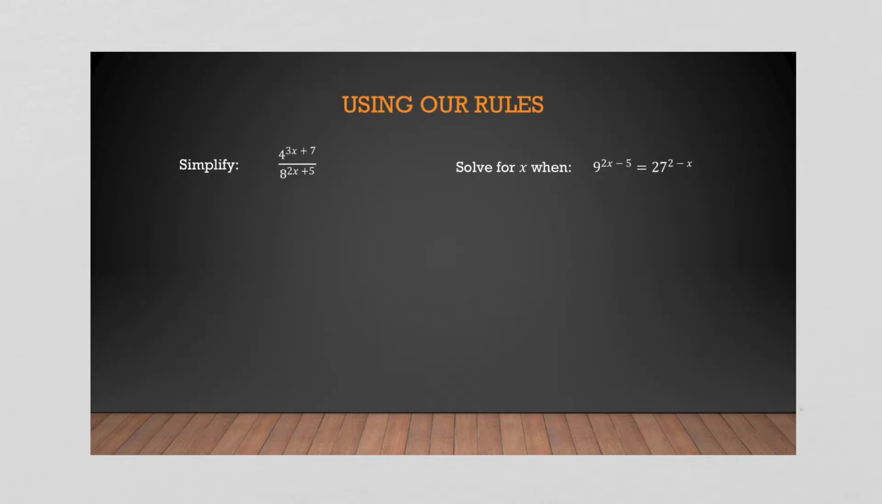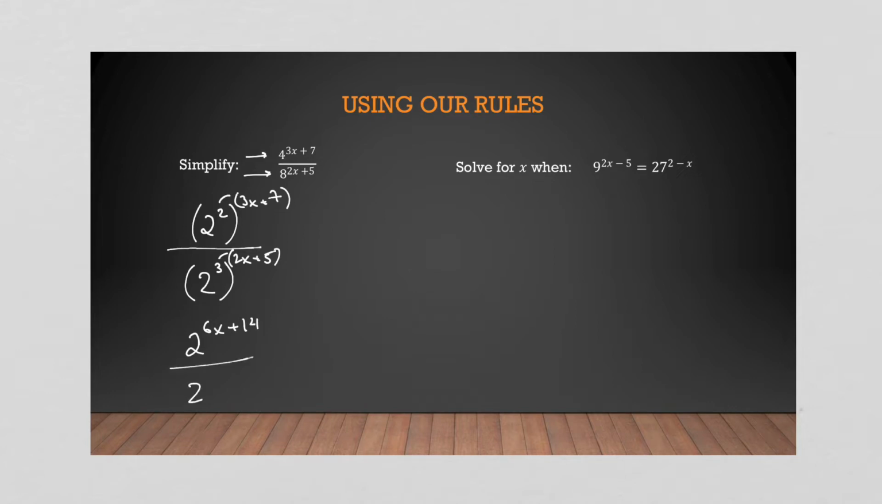Simplify these using our rules. So first thing to look at is I don't have a common base, but you'll get to the point where you're a little bit more quick with identifying the fact that both of those bases are able to be written to the power of 2. So let's do that. 4 is just 2 to the power of 2, and then all to the power of 3x plus 7. And 8 is 2 to the power of 3, and then all to the power of 2x plus 5. But now we can go power to a power. So we have 2 times that whole thing, and we have 3 times that whole thing. So what do we get now? We get 2 to the 6x plus 14 over 2 to the 6x plus 15.